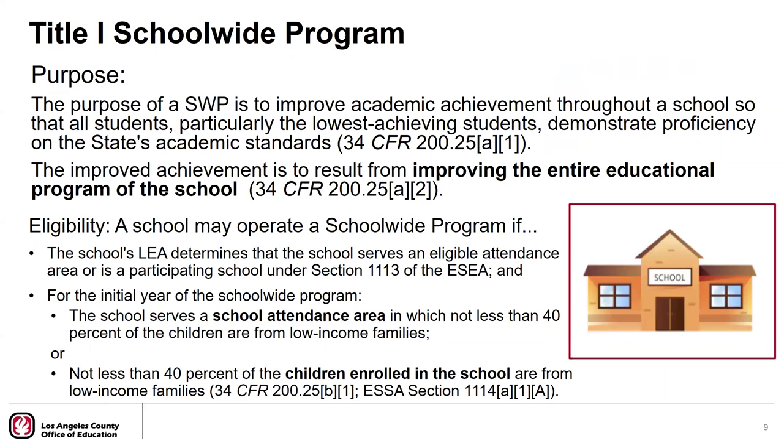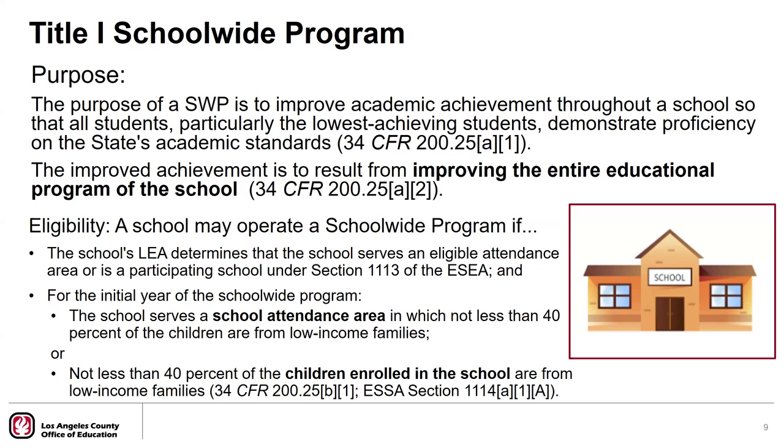The other model is the Title I school-wide program. The purpose of the school-wide program is to improve the academic achievement throughout the school for all students, especially for the lowest achieving students, and is to result from improving the entire educational program at the school. In order to implement a school-wide program at the school site, the school must meet the eligibility requirements.